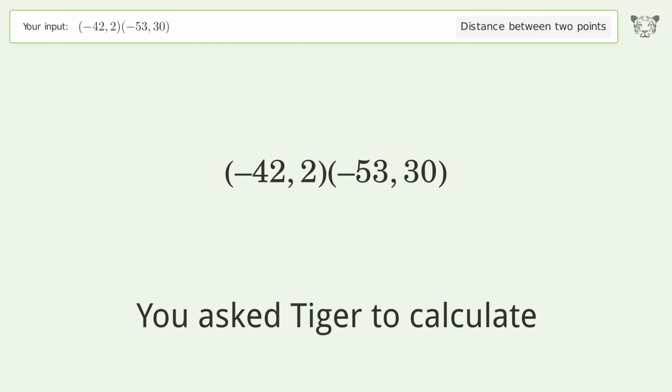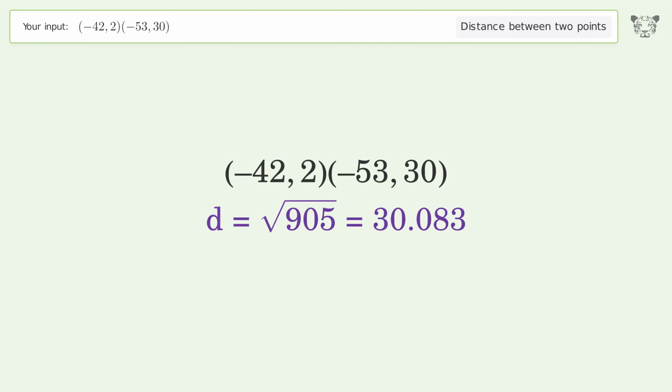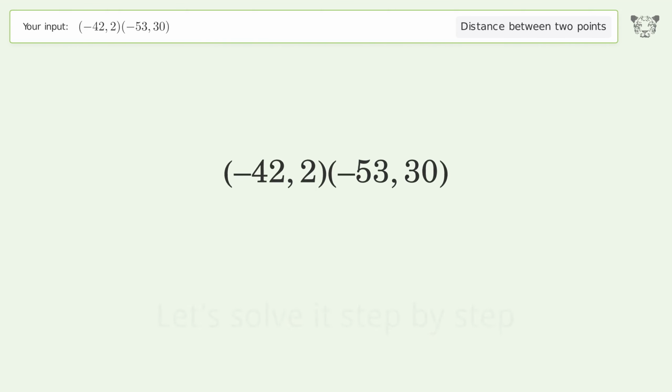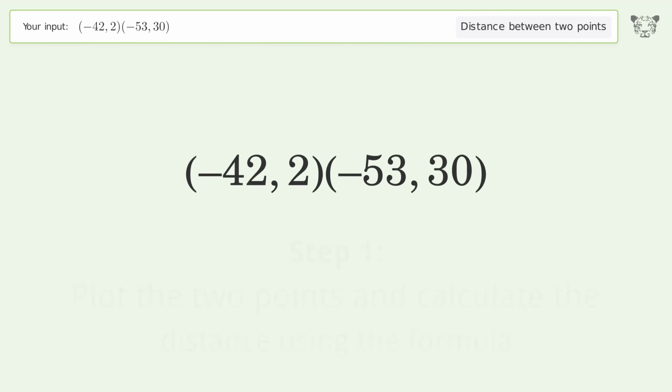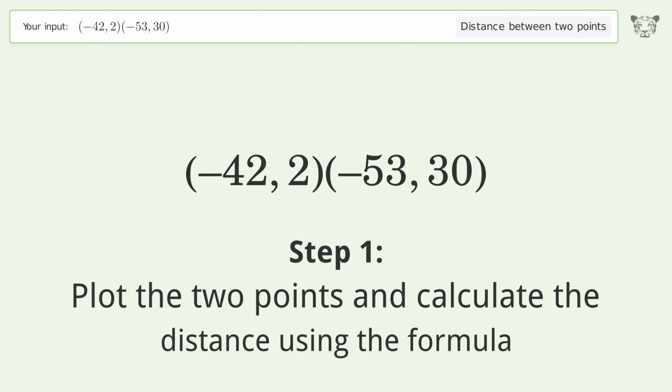You ask Tiger to calculate. This deals with the distance between 2 points. The distance between the 2 points is the square root of 905 or 30.083. Let's solve it step by step. Plot the 2 points and calculate the distance using the formula.